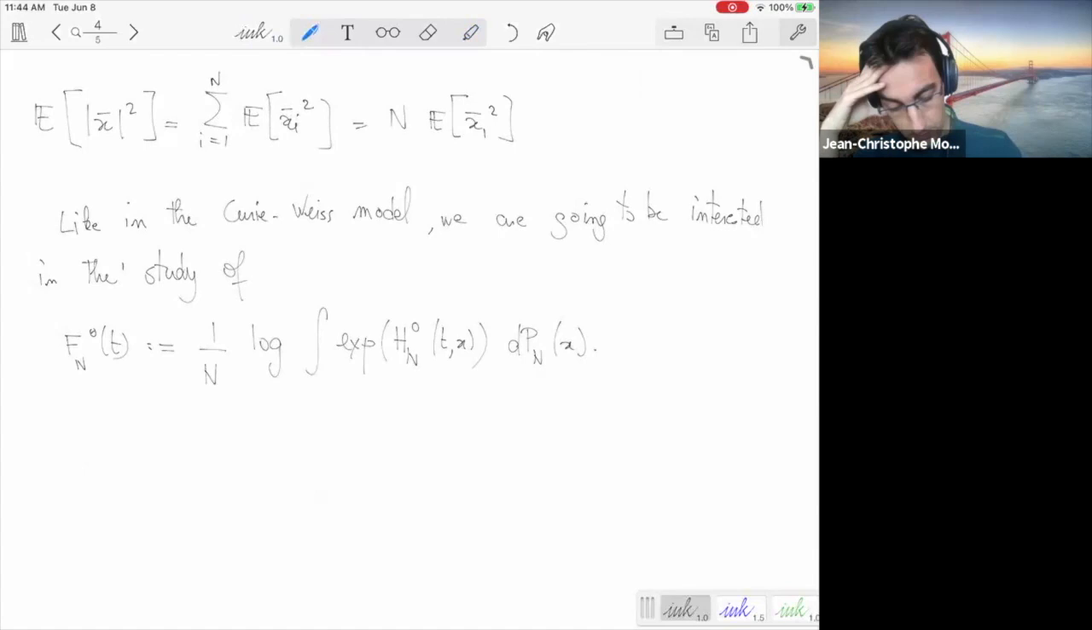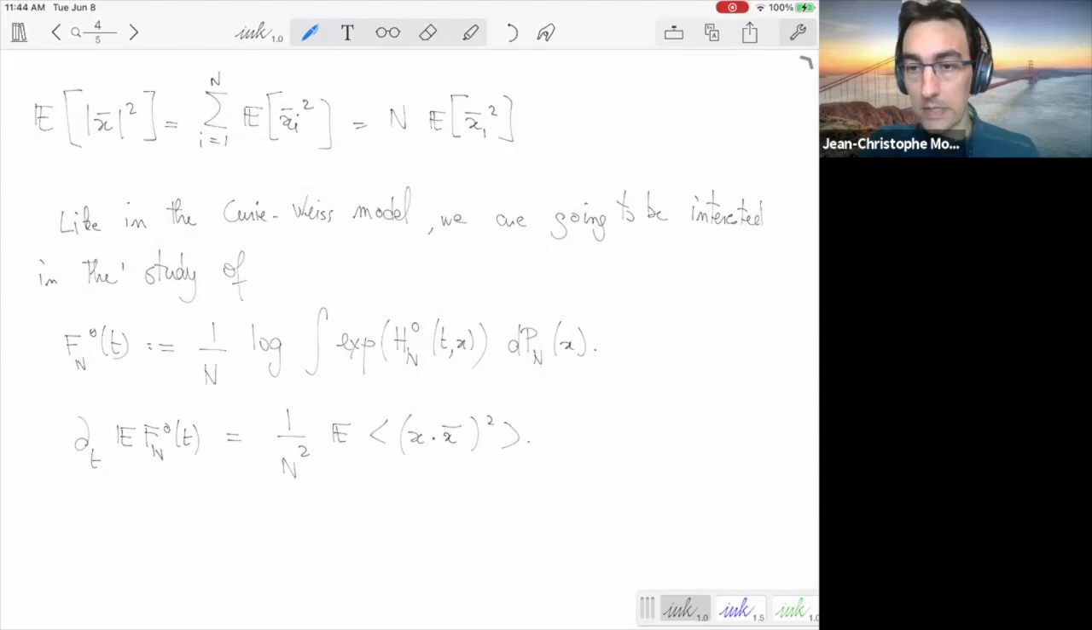So if we compute the time derivative of the expectation of this guy, I'm going to explain shortly that this is 1 over n squared expectation of x dot x bar squared. So this looks very nice. We want to understand this quantity, and just like with Curie-Weiss, it's more convenient to try to understand the function Fn first and then worry about the derivatives. And we can use the same tricks as for Curie-Weiss to learn about derivatives.